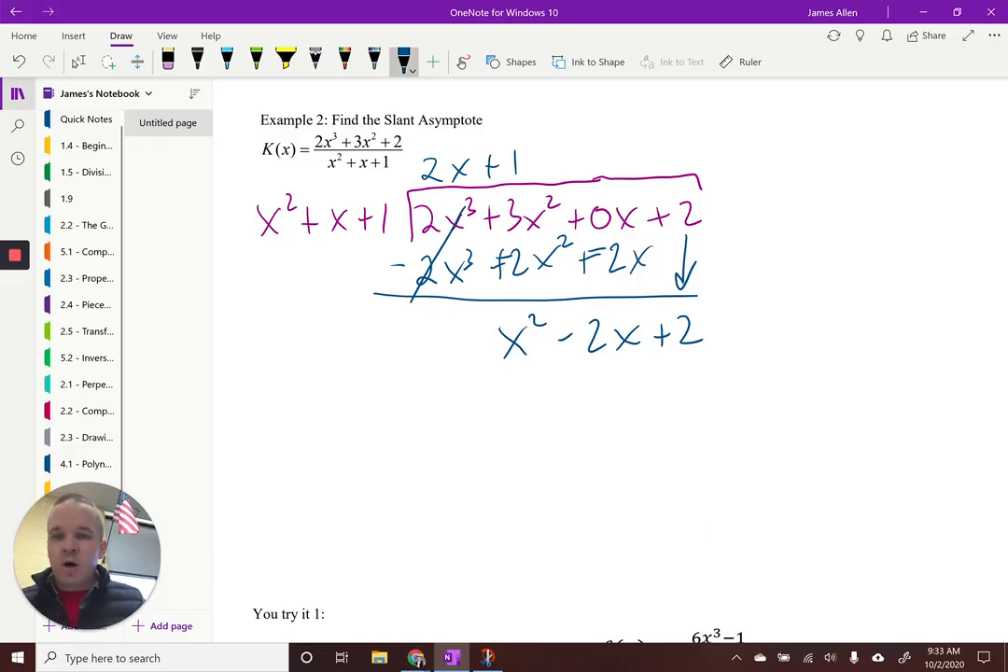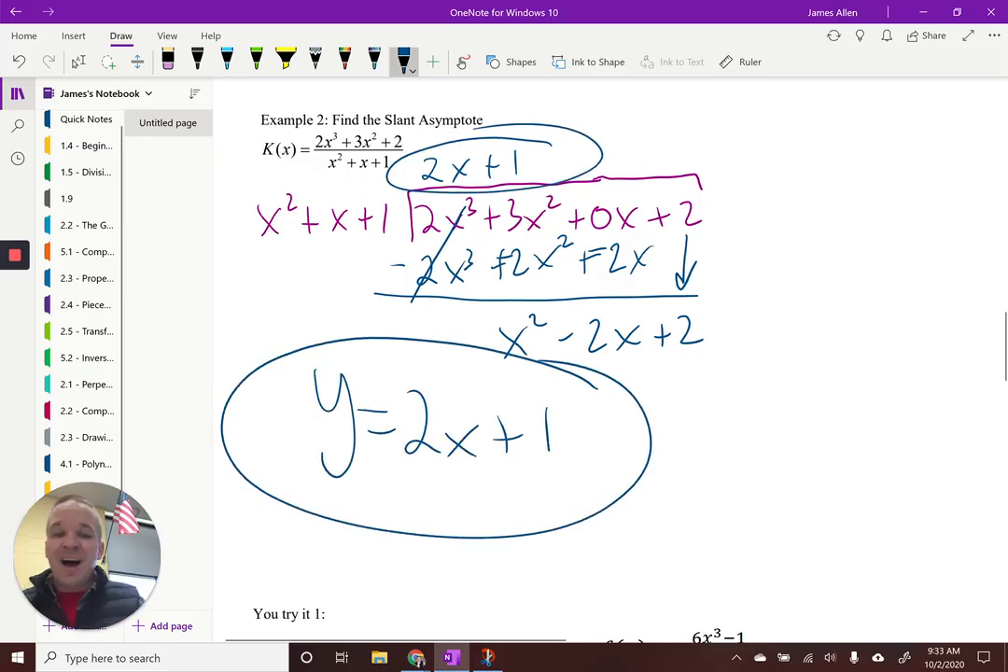And now I'm going to multiply through. And, well, really, I don't even need to do that. I have y equals 2x plus 1. I am done. That is my oblique asymptote. I'm ready to rock and roll on this graph.